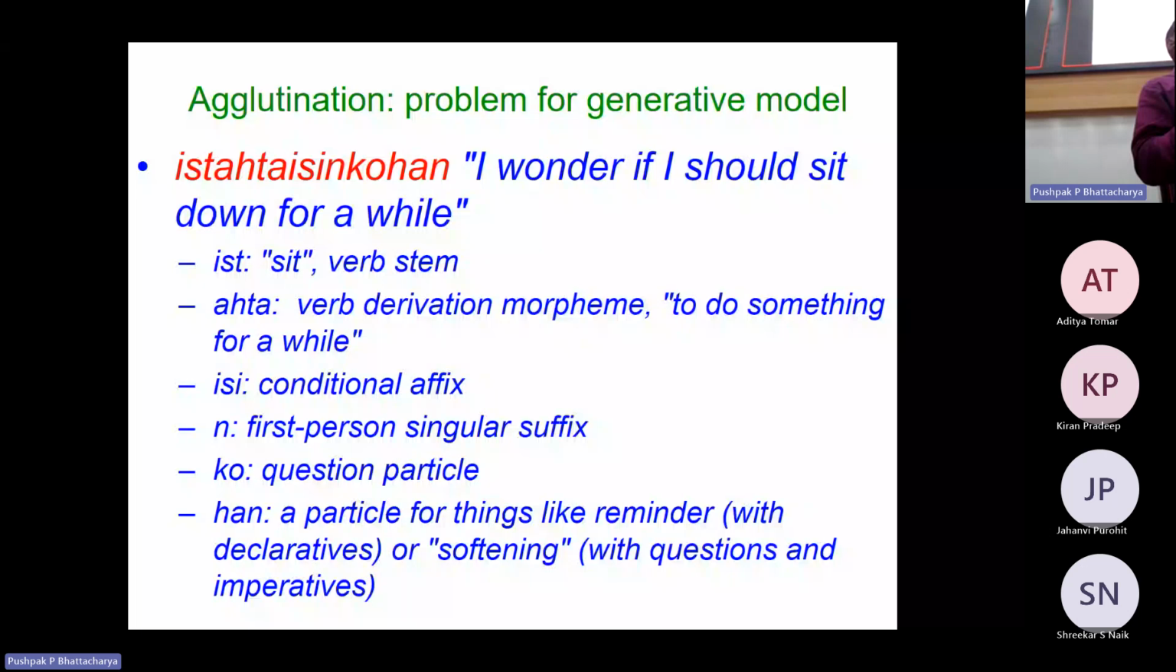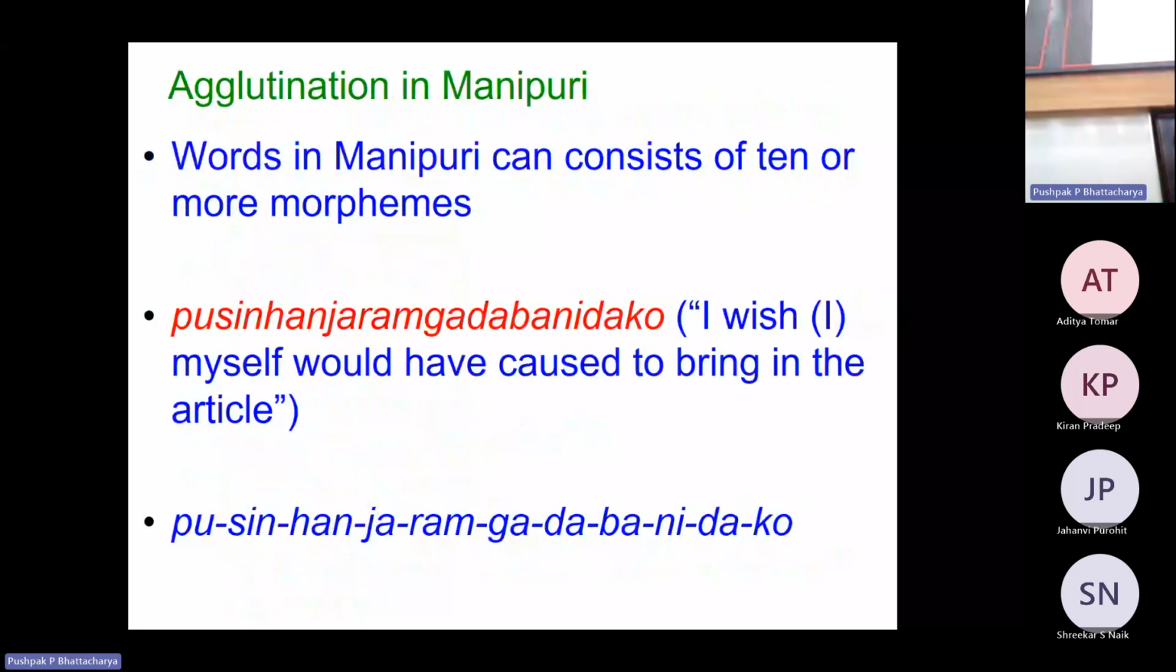Tamil has lots of such behavior. Malayalam has this behavior. Manipuri has this behavior. So their part of speech tagging is not a simple task. An English-centric approach to part of speech tagging will not work there. So this is an example from Manipuri, which is from the Northeast. And the meaning of this is, I wish I myself would have paused to bring in the article. This is a very famous example.